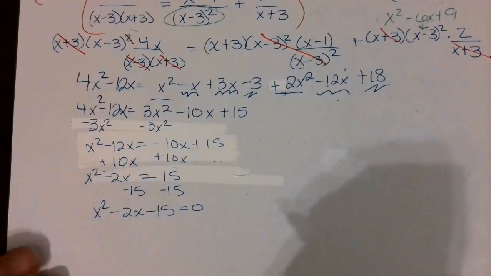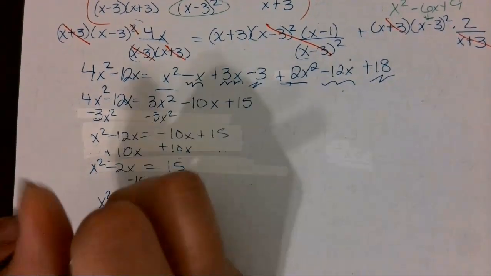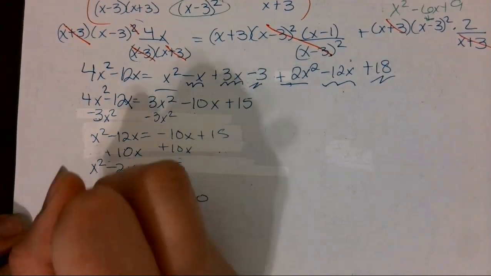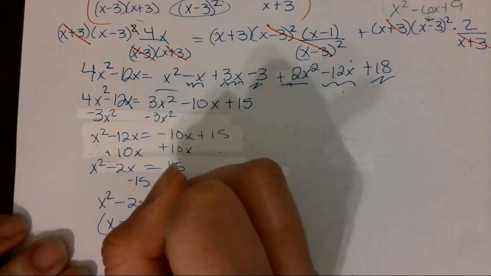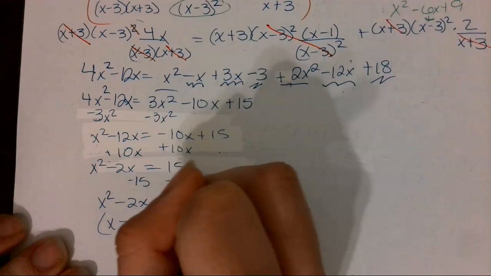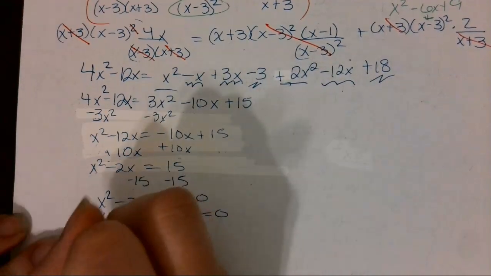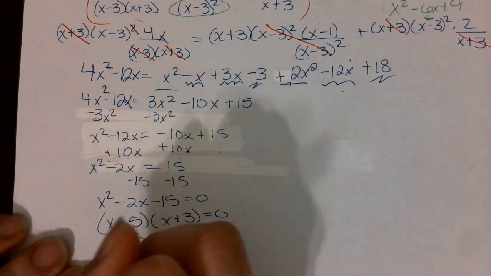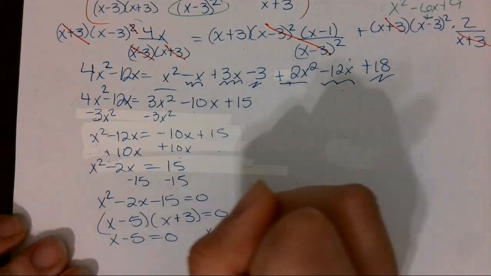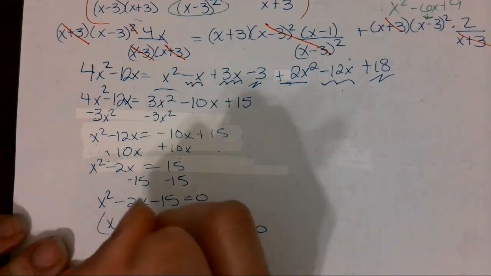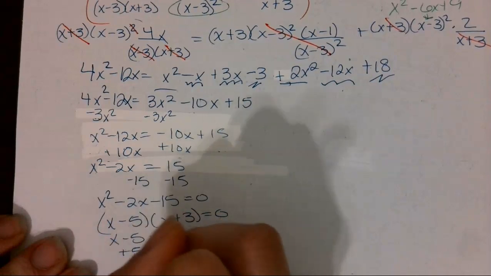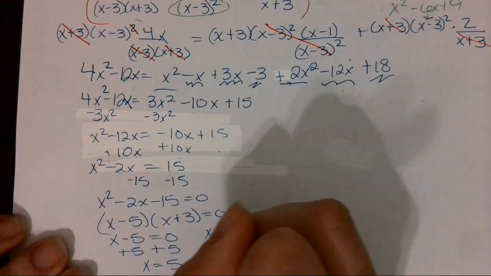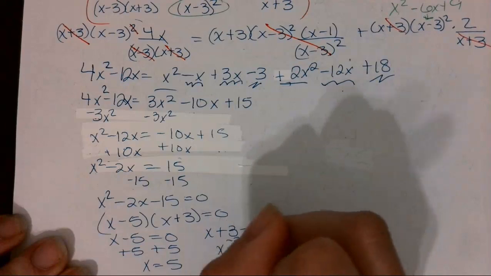I can solve this one. I'm looking for what multiplies to negative 15 and adds to negative 2. That's negative 5 and positive 3. I take each piece and set it equal to 0. I get x equals 5 and x equals negative 3.